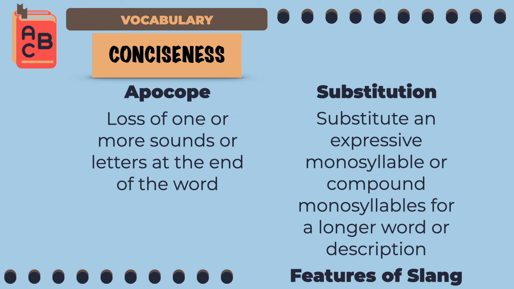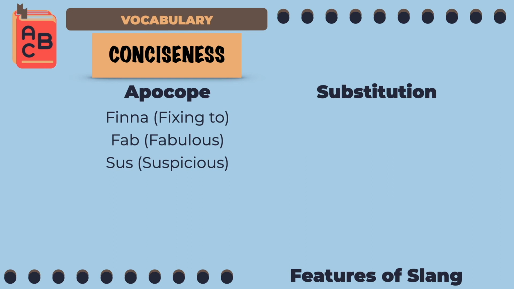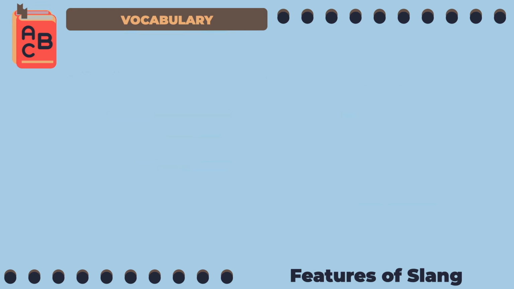Here are example slang words with conciseness. Apocope: fina or fixing to, fab or fabulous, sus or suspicious. And for substitution, we have fit for outfit, tea for gossip, dope, which means very good or reliable information, and slay, meaning cool.